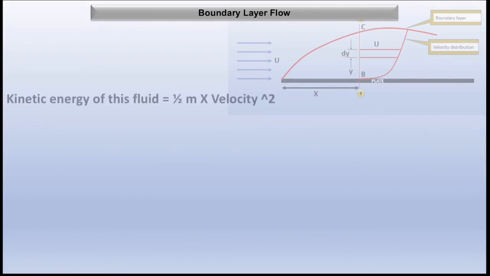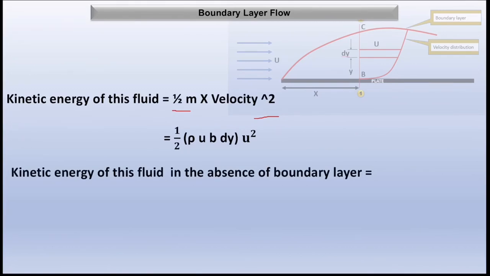As we know, the kinetic energy is calculated from the formula 1 by 2 mass into velocity square. So we'll substitute the value of mass and velocity into this equation. Upon substituting, we get the kinetic energy equal to 1 by 2 into rho into u into b into dy into u square. So the kinetic energy of the fluid in the absence of the boundary layer will be equal to the mass into the free stream velocity square, and upon substituting we are going to get this equation.